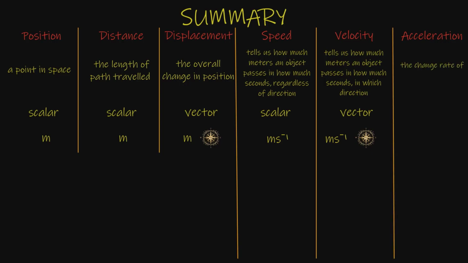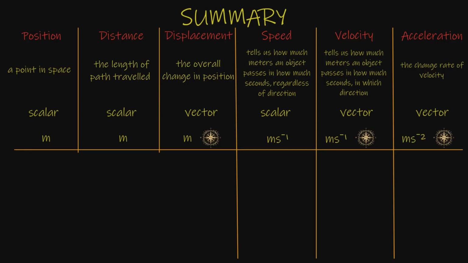Acceleration is the change rate of velocity, which is also a vector. The information of direction also must be included. The unit is meters per second square. We need to handle the concepts of speed, velocity, and acceleration in two types. The first one is average, and the second one is instantaneous.